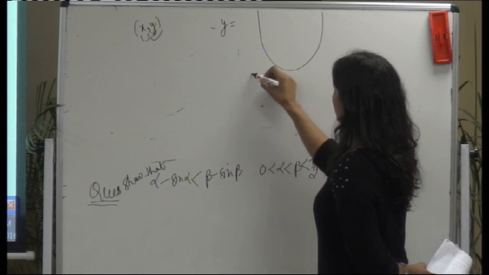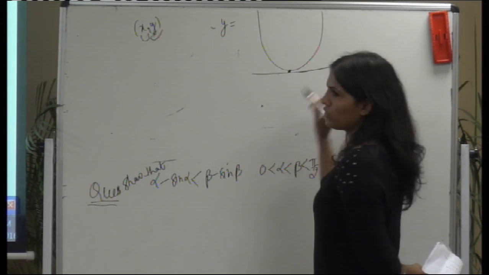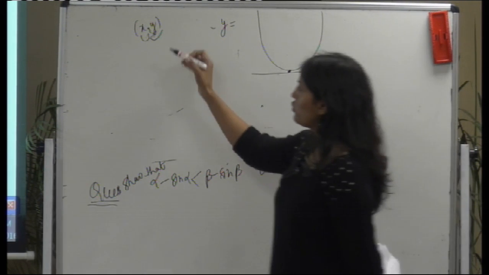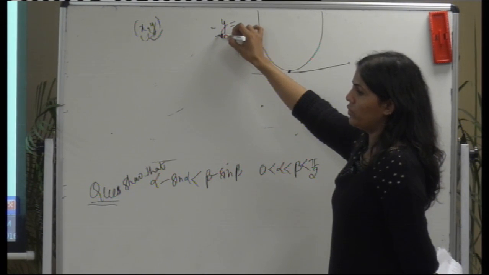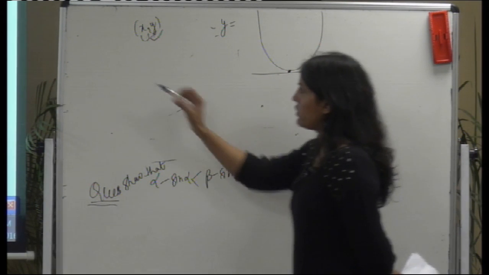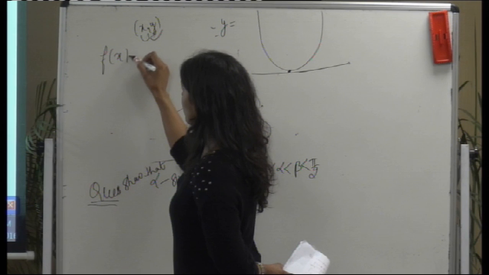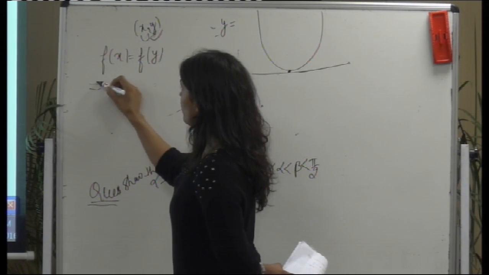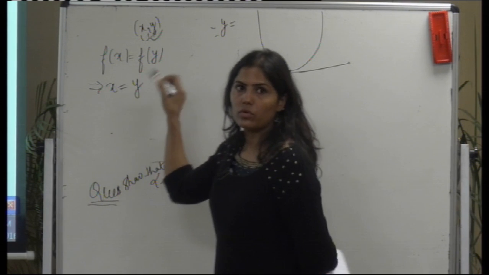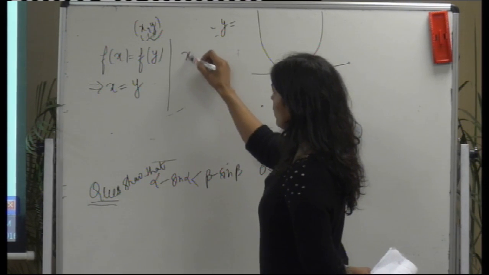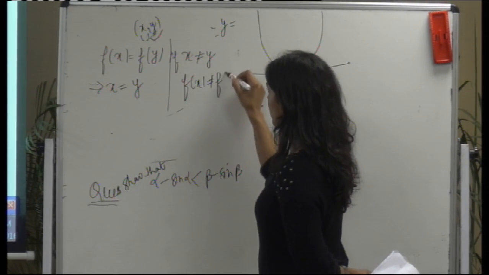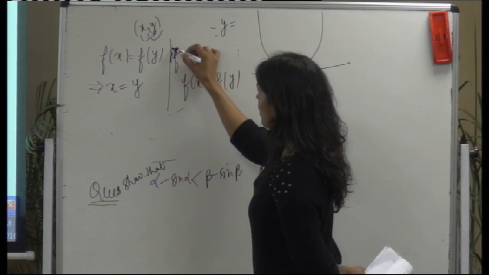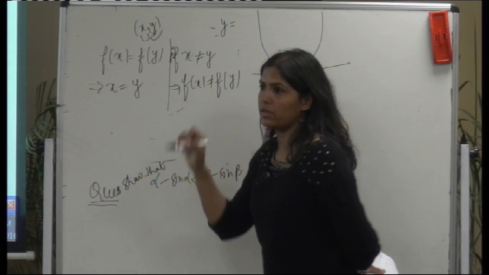Yes, that's what I'm asking. So, what do you do to check 1-1ness? You draw... what do you do? The theoretical definition is, if your f(x) is equal to f(y), this should imply x equals y. And reverse also, if x is not equal to y, then f(x) is not equal to f(y). This is how you check, basically theoretically.